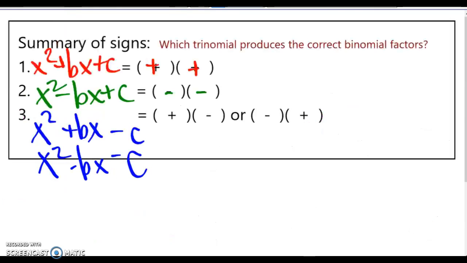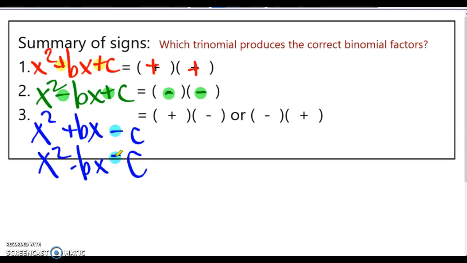The pattern is this. Which trinomial produces the correct binomial factors? If you have a plus and a plus in the original, you're going to get plus, plus. If you have in the original a plus the n number, that means the signs have to be the same. But they add to give me negative, so if they multiply to be positive, add to be negative, they have to be negative, negative. Now, what happens if the c, or the end number, is negative?